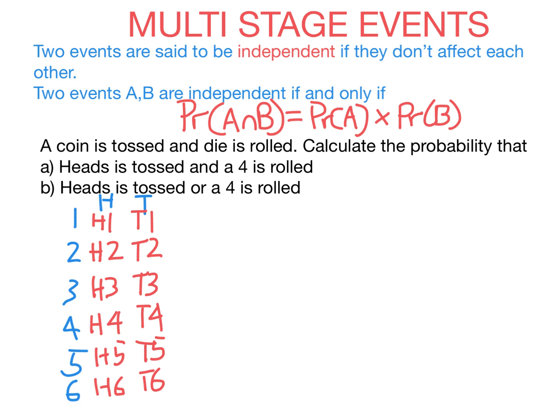So the probability that heads is tossed and a 4 is rolled, well, let's just find which one satisfies that. It's just that one. There's one way that can occur out of 12 outcomes in total. What about the probability heads is tossed or a 4 is rolled? In order to calculate that, we have to include all of the ones in which heads is tossed and any in which 4 is rolled. So we can see that there are 7 such outcomes out of 12 in total. So probability 7 over 12.